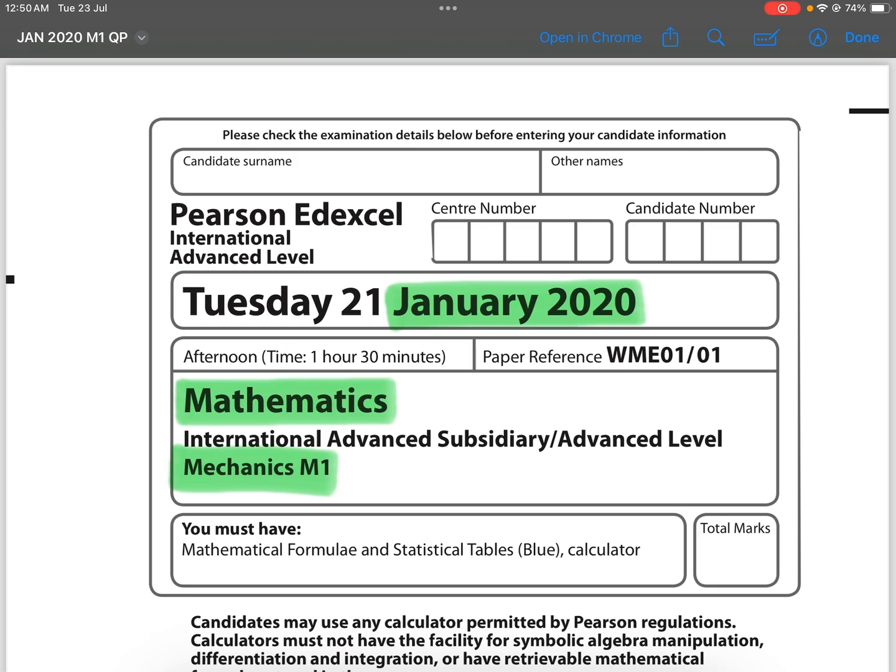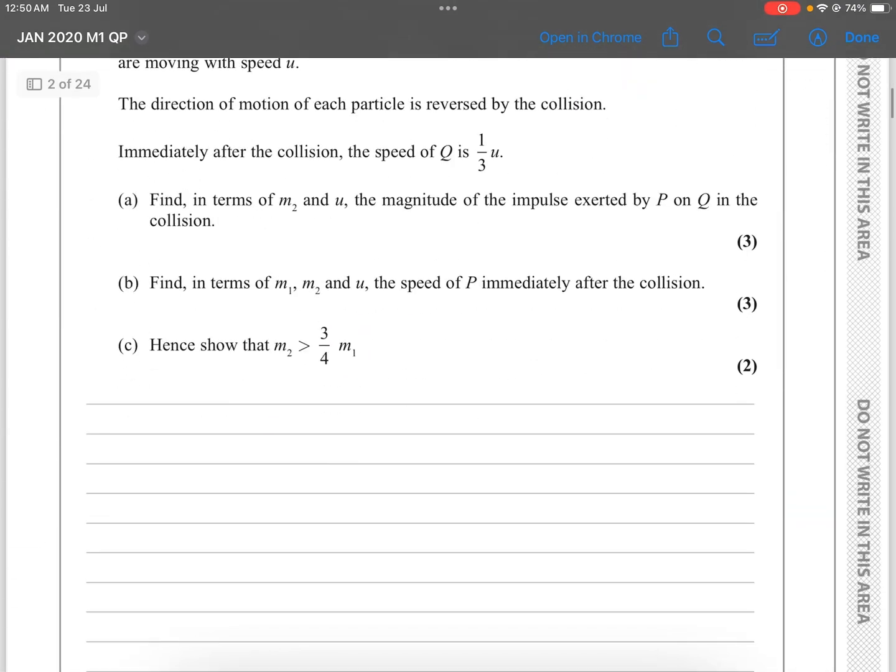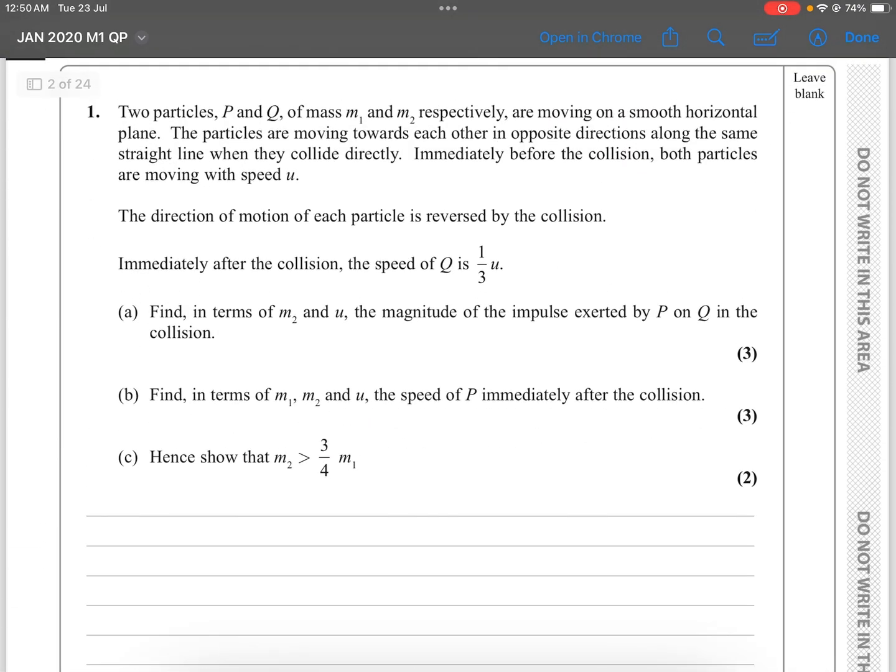So let's start with question 1. Two particles P and Q of mass m1 and m2 respectively are moving on a smooth horizontal plane. The particles are moving towards each other in opposite directions along the same straight line when they collide directly.